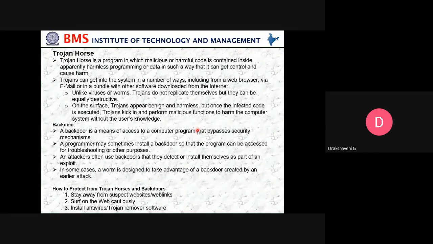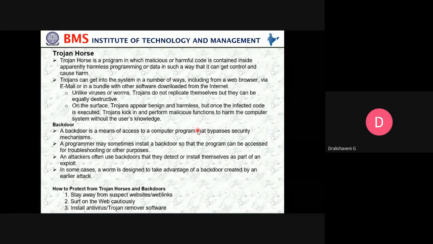So that's how Trojan horses work. What is a Trojan horse? A Trojan horse is a program in which malicious or harmful code is contained inside apparently harmless programming or data in such a way that it can get control and cause harm.